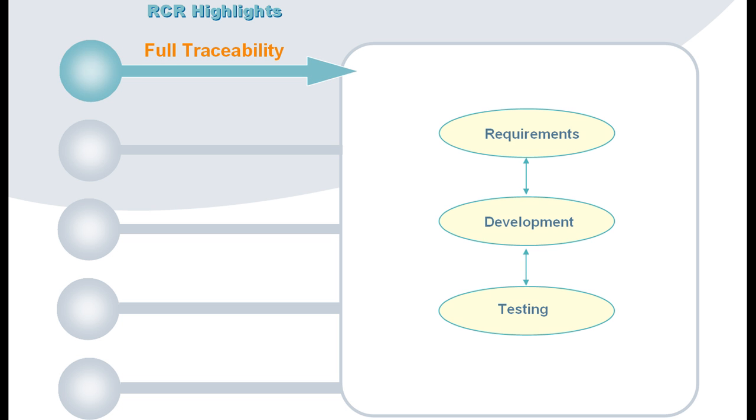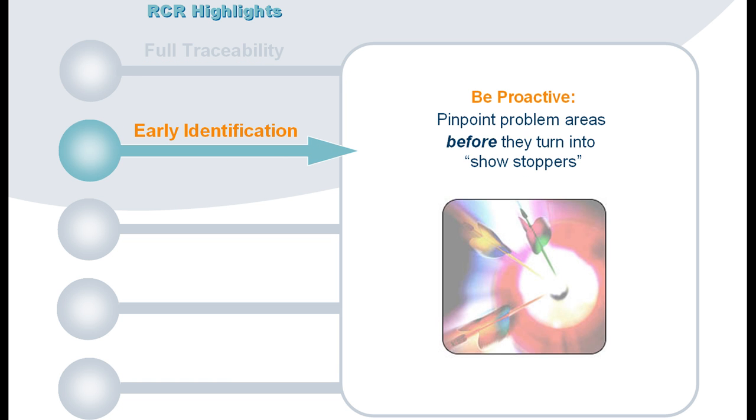Full traceability means that you can watch project requirements from DOORS, Rec Pro, or even a spreadsheet and trace them through development, build, and even into test. Early identification of problem areas allows you to hit the ground running on root cause analysis. You and your team can be proactive and identify issues before they become showstoppers.